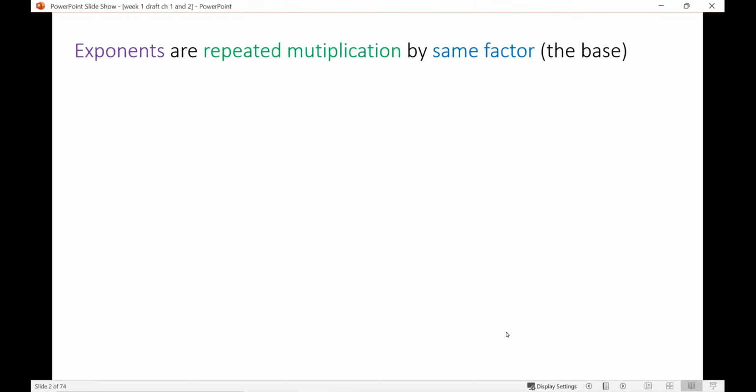So exponents are repeated multiplication by the same factor, which is going to be the base. For example, 2 raised to the power of 5, or 2 with an exponent of 5, means that we are going to repeatedly multiply by the factor 2 5 times. So we're never multiplying by 5 here, we're multiplying by 2 5 times.